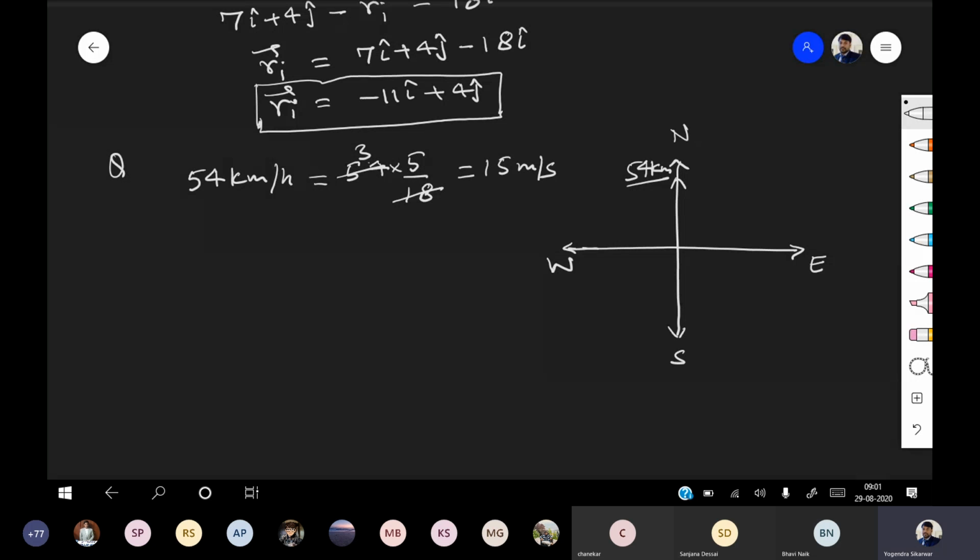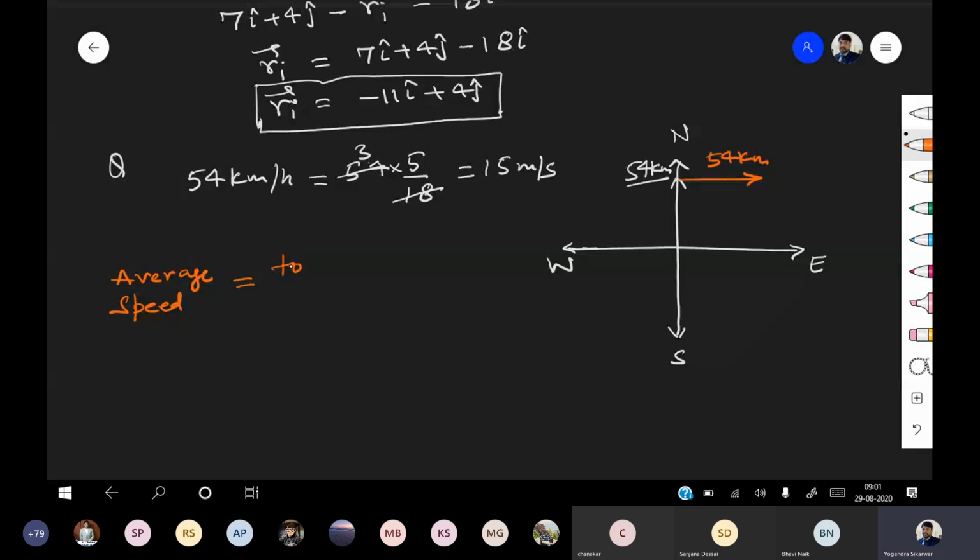Second thing, everyone please keep your mics on mute. Then it moves eastward with same speed for the same duration. So now it is going to east direction with same, so that will be 54 kilometers only. All right. So average speed. Can you keep your mics on mute?